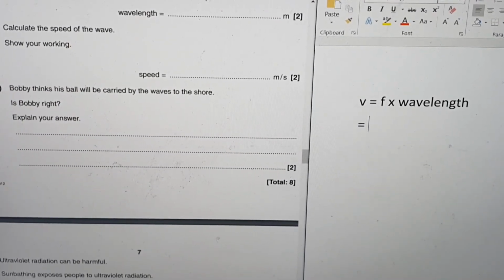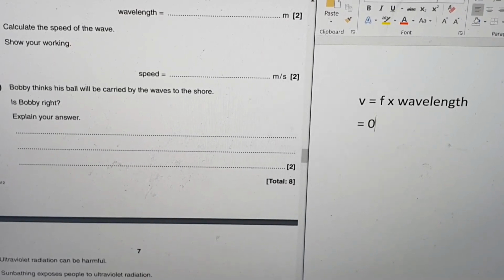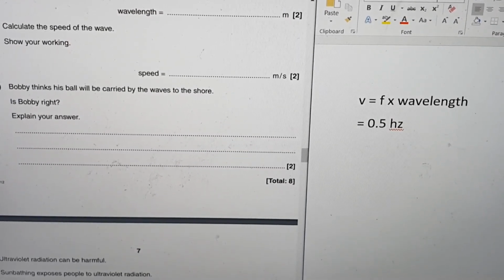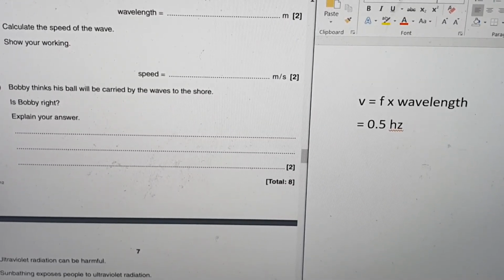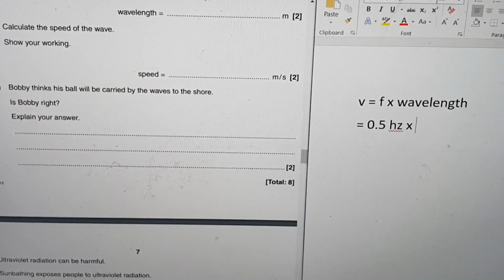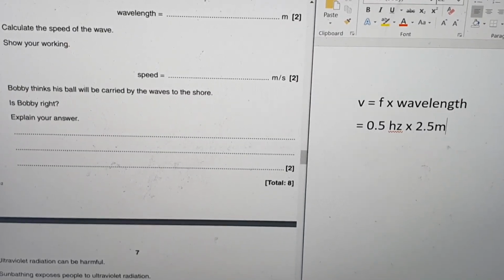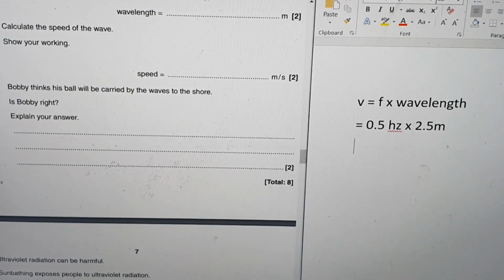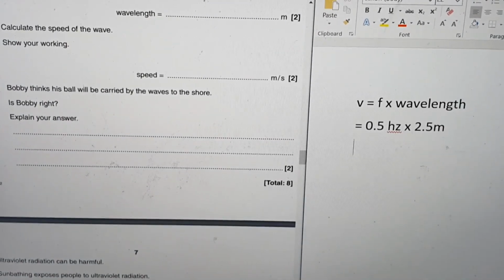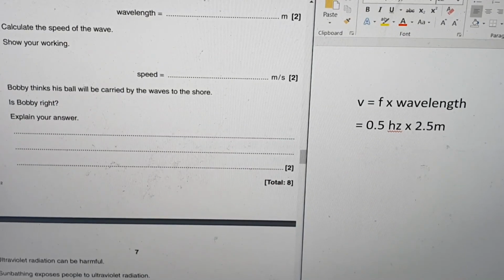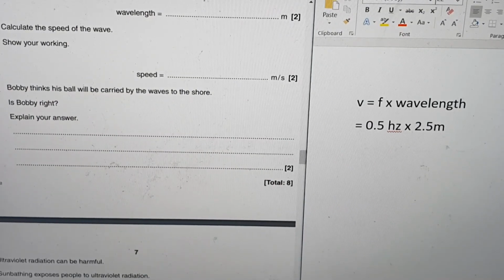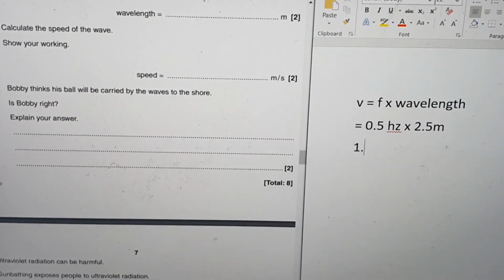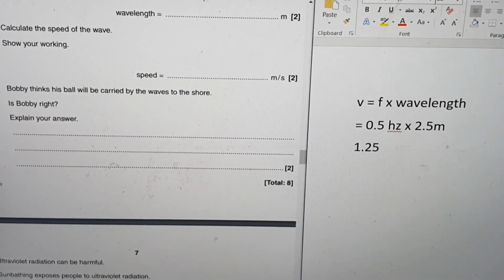Now we worked out the frequency was 0.5 hertz. And the wavelength was 2.5. Remember, it was 10 divided by 4. So we times by 2.5 meters. Now remember, the unit hertz is how many waves per second. So if we times the 2 units together, we get meters per second. So 0.5 times 2.5 is 1.25 meters per second.